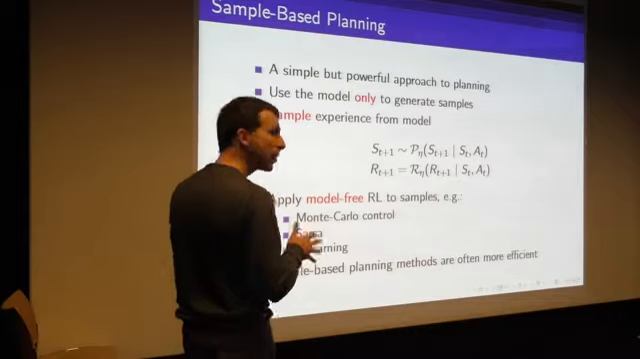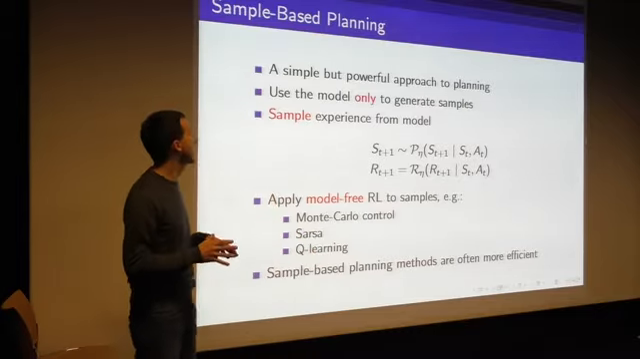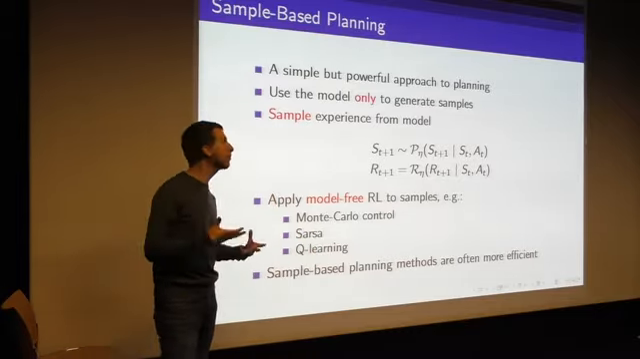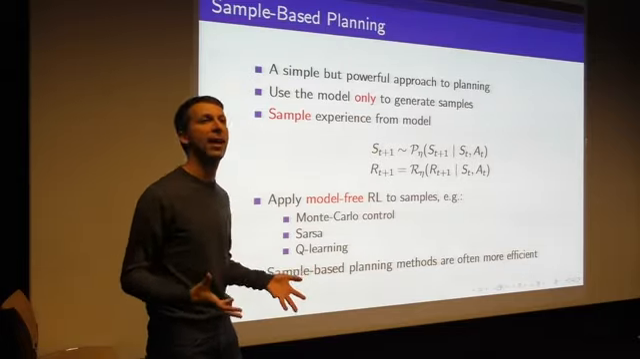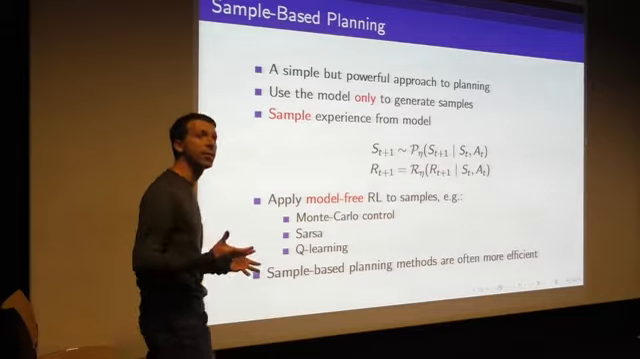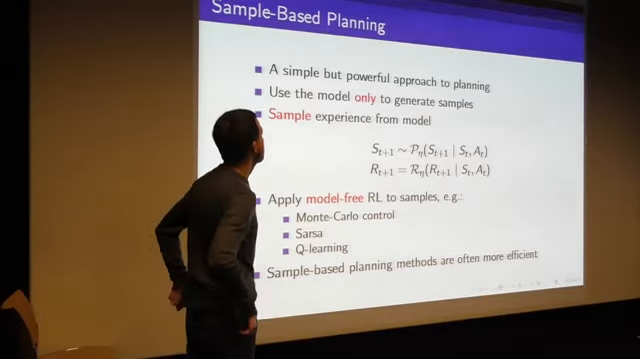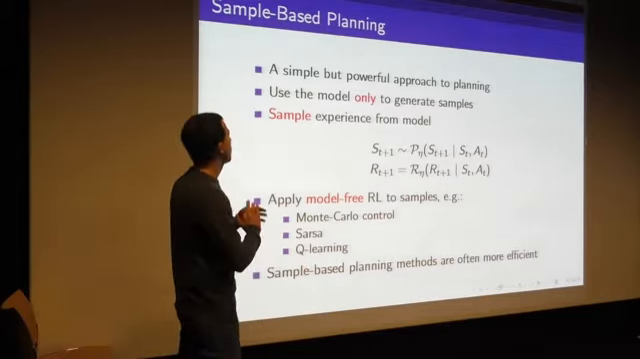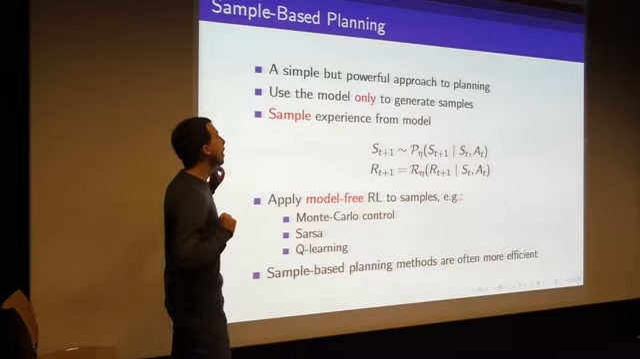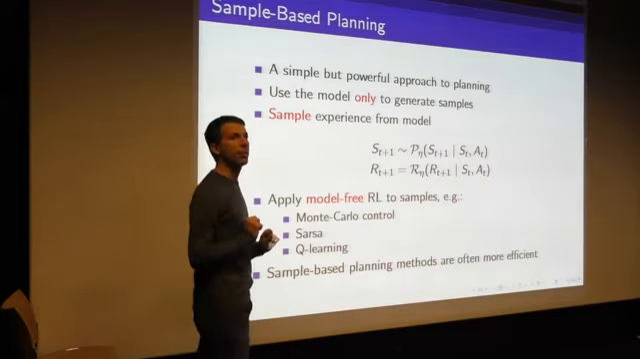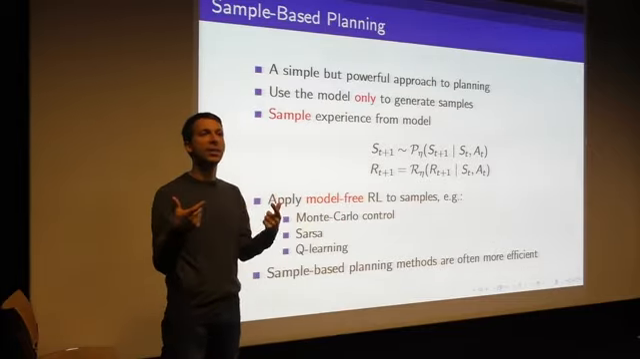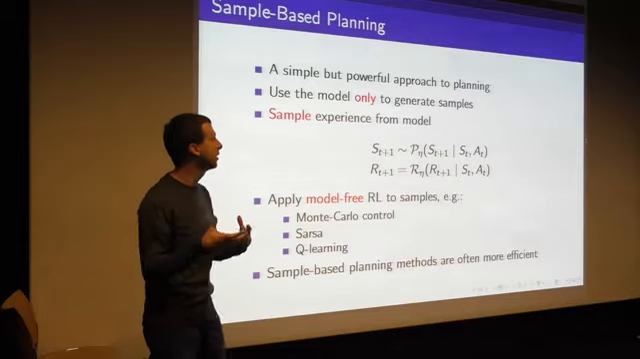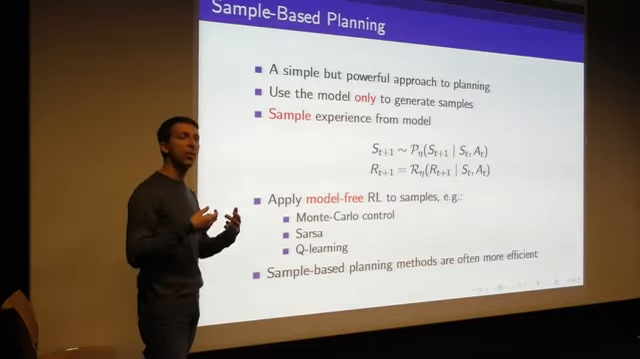And the method I'm going to talk most about in this lecture is what we call sample-based planning, which in some sense is the simplest possible way to plan, but it also turns out to be perhaps the most powerful way to plan, and certainly the empirical results support that, at least in complicated domains. And the idea is to only use the model to generate samples. So unlike dynamic programming, where you actually look at the probabilities of transitions and integrate over those probabilities, we're just going to use the model to generate samples.